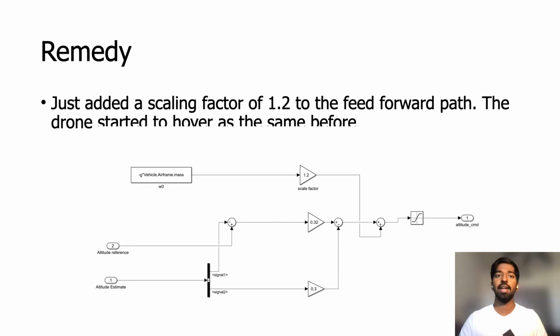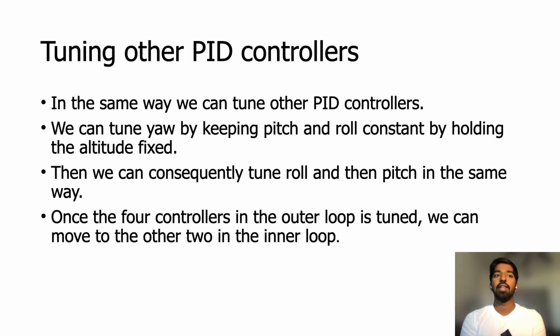We didn't make any changes. It was trying to lift. And I just increased the scaling factor to 20% and added the same PD gains here. And after that, the drone started to hover the same as before. Here I just tuned only the altitude controller.